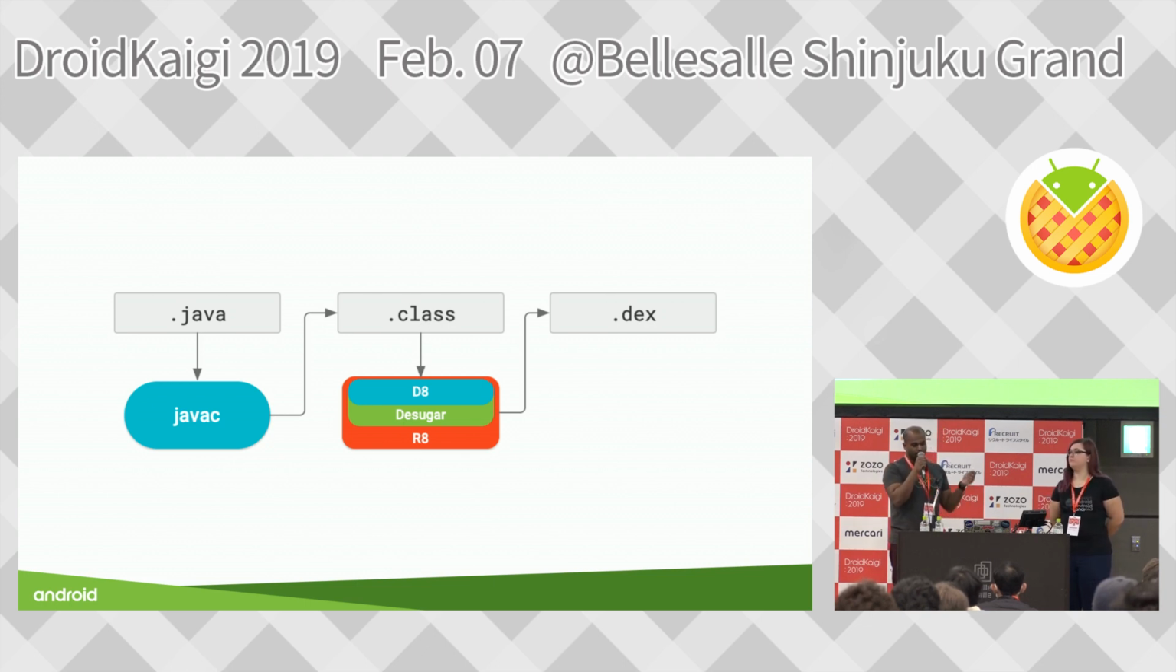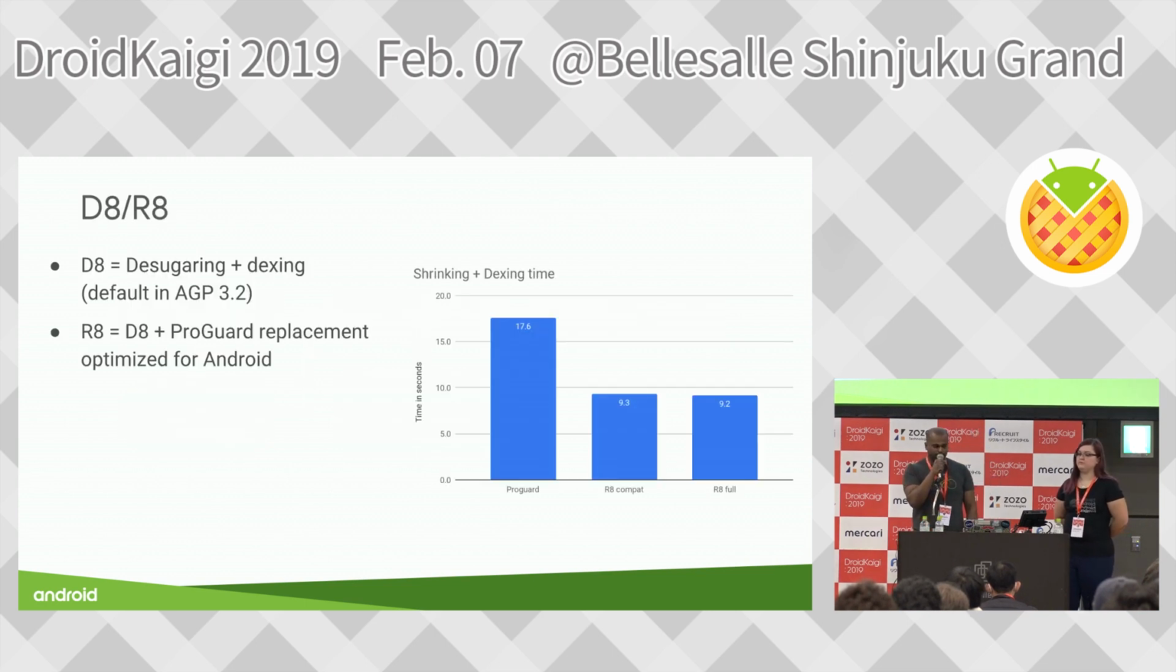So now your desugaring, your obfuscating, your shrinking, and optimizing, and dexing all happens in a single step, and it's just a much cleaner toolchain. So compared to ProGuard, we're seeing very significant build time improvements, and even slightly faster improvements when you're using a more aggressive mode called full.